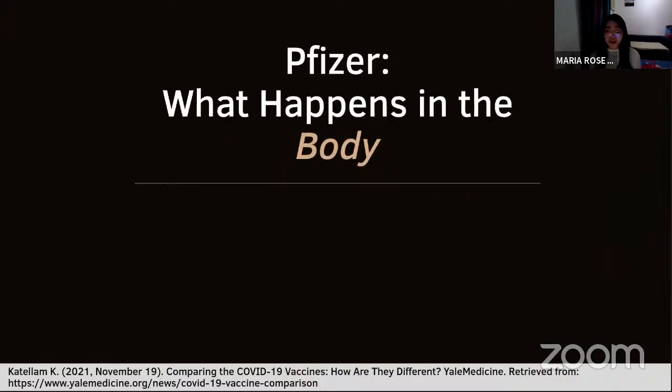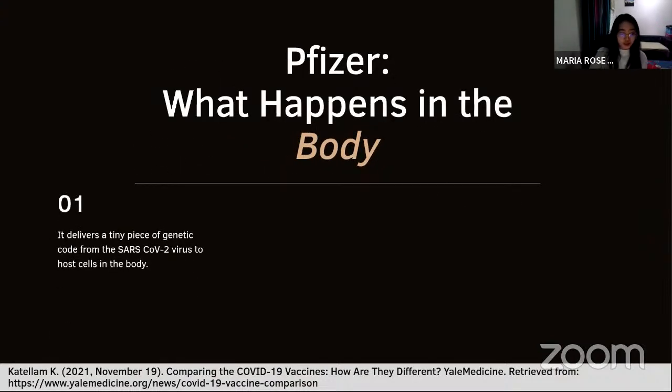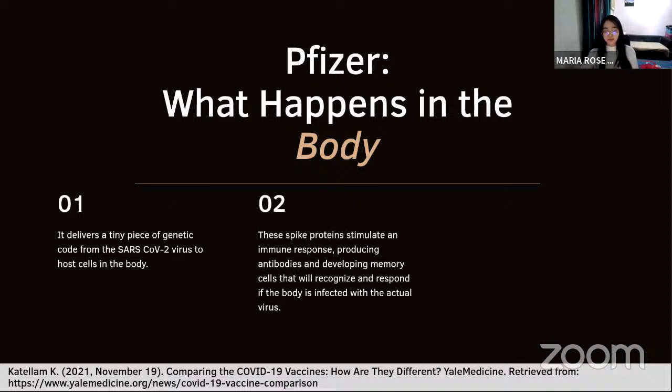So once again, what happens in the body with the Pfizer vaccine? First, it delivers a tiny piece of genetic code from the SARS-CoV-2 virus to host cells in the body. And this gives those cells instructions, something like a blueprint, that will help make copies of spike proteins, and then antibodies will be able to be made in the process. So these spike proteins stimulate an immune response, producing antibodies and developing memory cells that will recognize and respond if the body is infected with the actual virus.